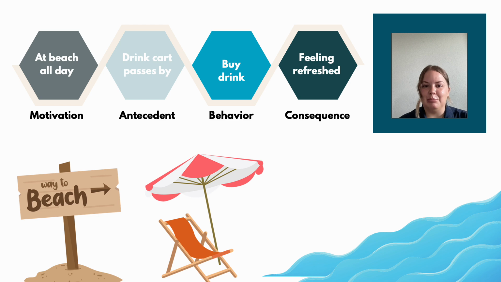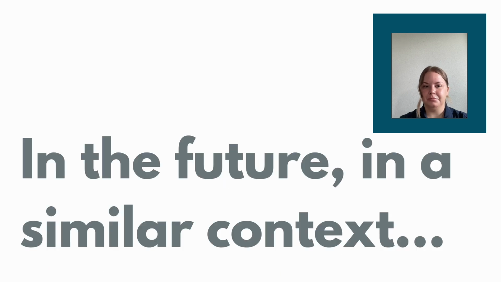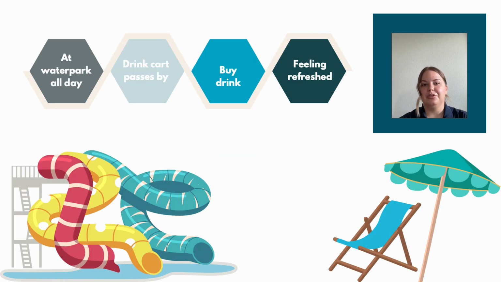Then we have our consequence, which is feeling refreshed. So again, we've got that motivation: we've been at the beach all day long and we're super thirsty. A drink cart passes by, that's our antecedent. We buy the drink, which is our behavior. And then the consequence is we're feeling refreshed because we got to drink our favorite drink on the beach. In the future, in a similar context, we're at the water park all day, a drink cart passes by, and we buy a drink and feel refreshed.